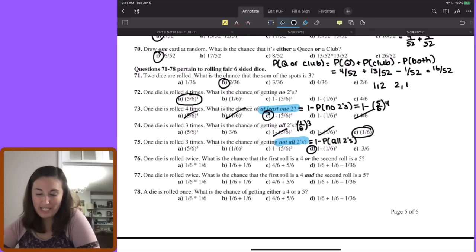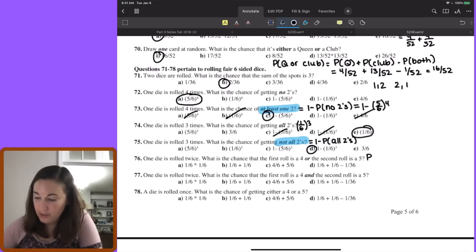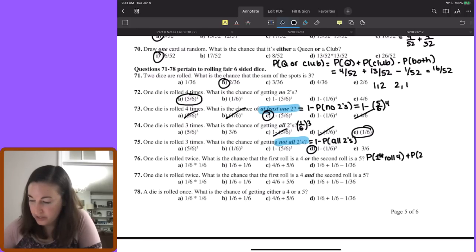Cool. Question 76 says one die is rolled twice. What's the chance that the first roll is either a 4 or the second roll is a 5? Okay, so again, I could do the addition rule if I wanted to here. The probability that the first roll is a 4, or the probability that the second roll is a 5, and then I'd have to subtract the probability of both.